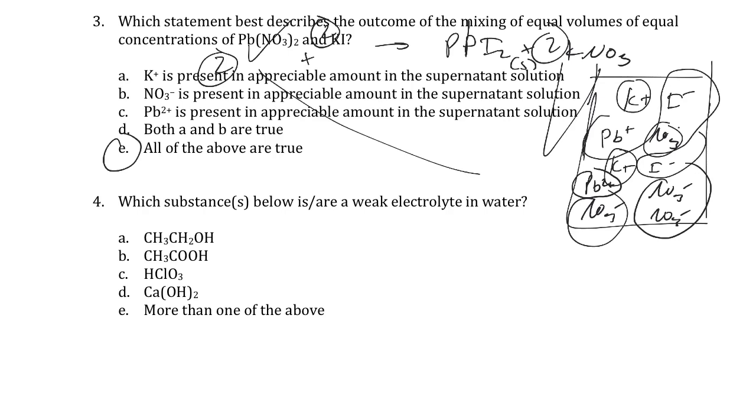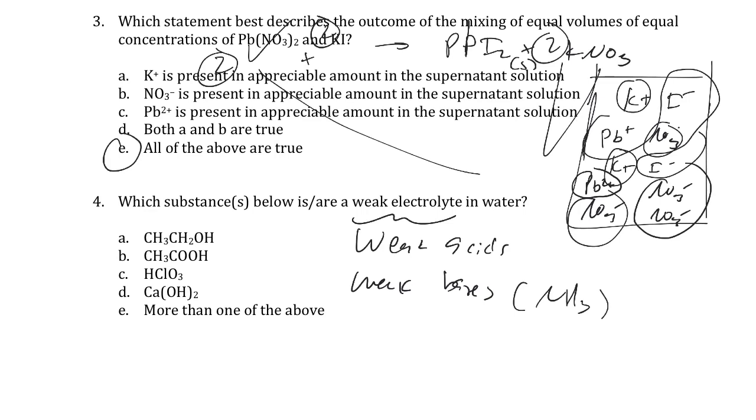Number 4, which substance is a weak electrolyte in water? So our weak electrolytes are going to be our weak acids and weak bases. Weak acids are the acids that aren't the 7 strong acids, and the weak base is basically just NH3. Okay, so a weak electrolyte.